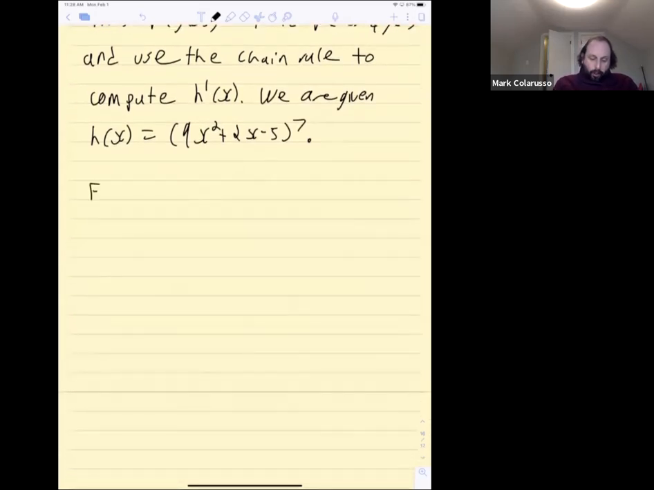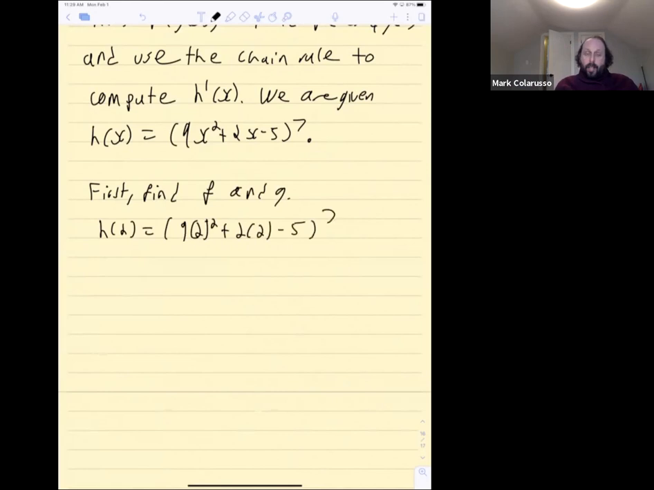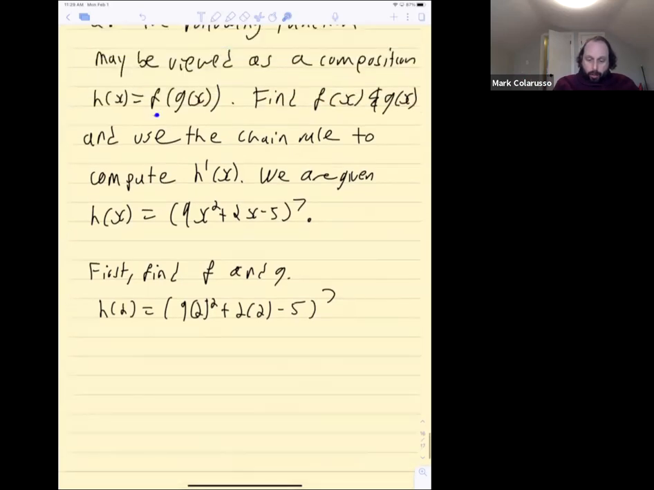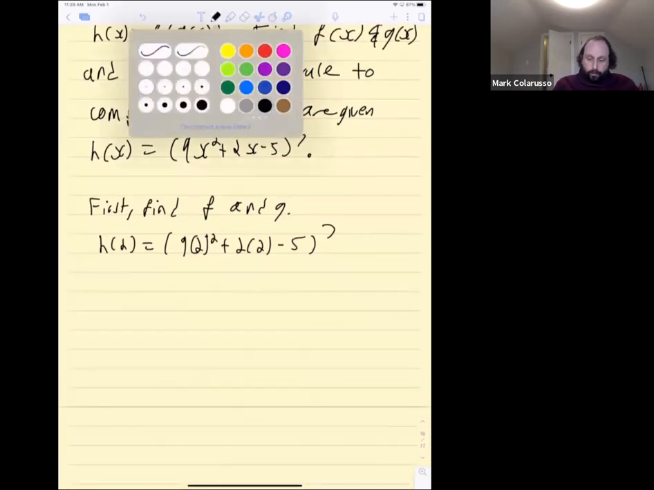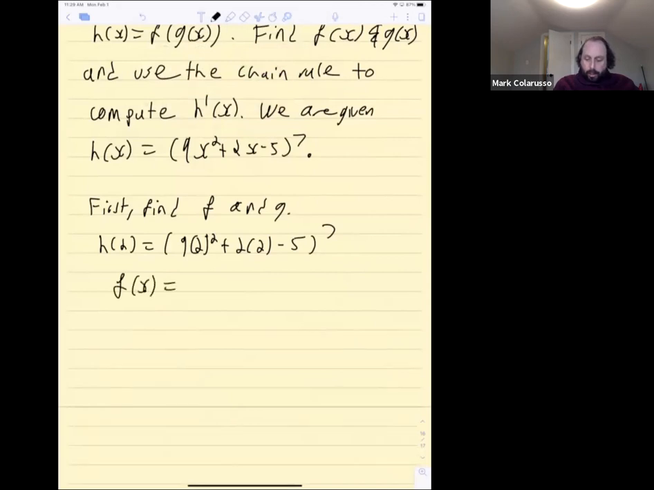Okay, so first find f and g. Now we have to decompose this. Now we play this little calculator game, right? So if we think about h of 2, you have 9 times 2 squared plus 2 times 2 minus 5, all raised to the 7th. So if you're computing h of 2 on our calculator, the last thing we would do is raise everything to the 7th power. So the outermost operation is raise to the 7th power. So f at x is x to the 7th.